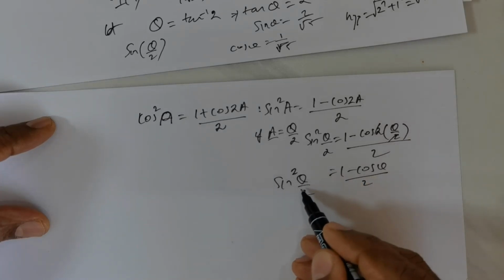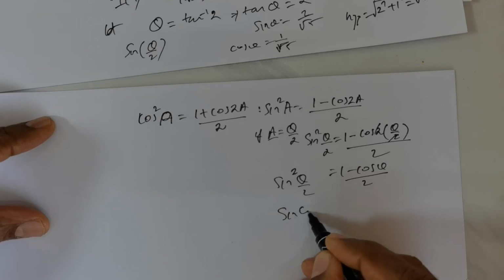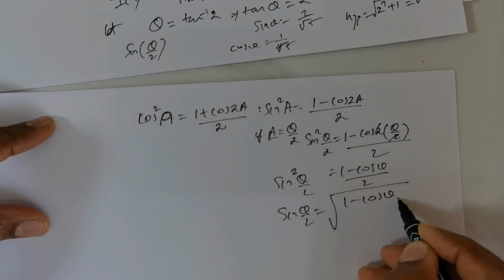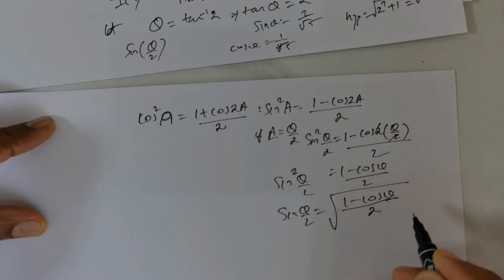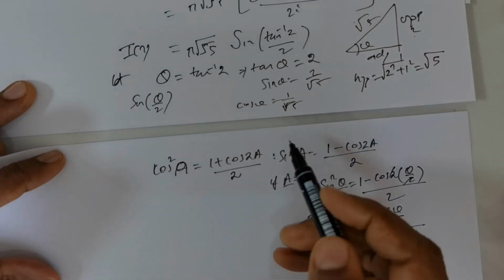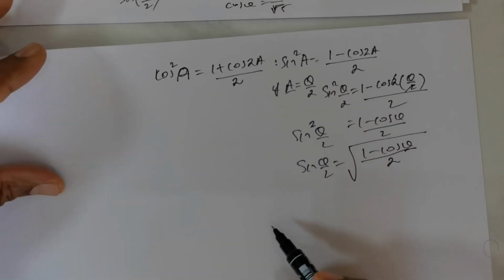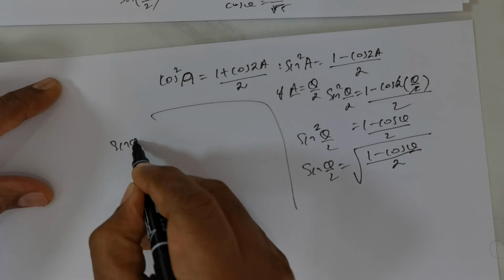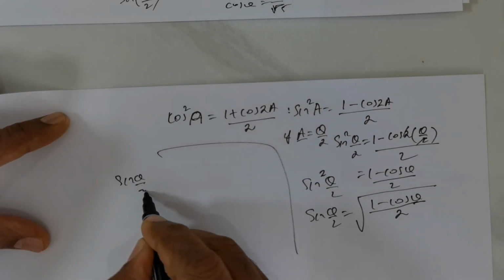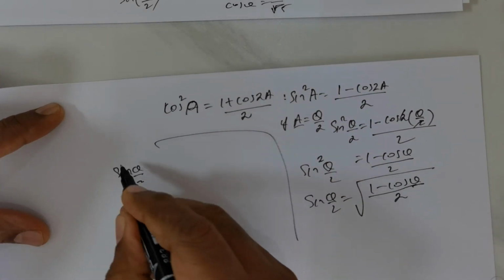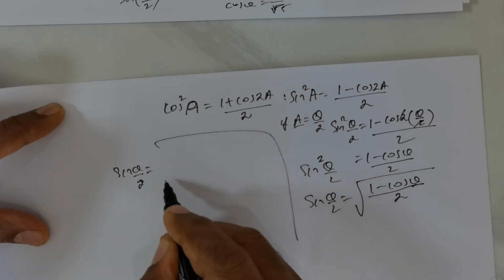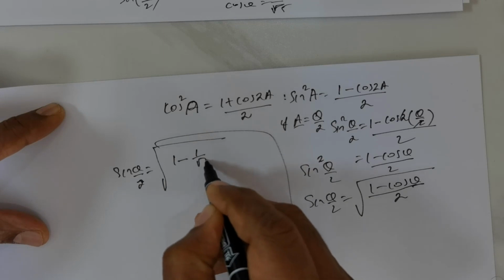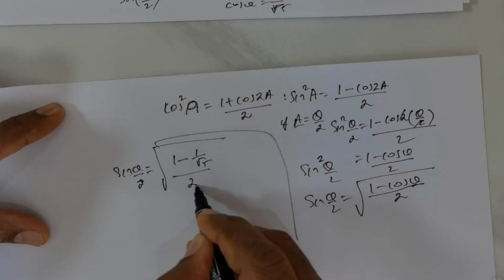Now I need to get sin theta over 2. So that would mean I have sin theta over 2 equal to root of (1 − cos theta) over 2. Now cos theta I have found out. Cos theta is 1 over root 5. Substitute that value. So therefore I don't have to directly utilize the value of sin theta. I need to come to this point. Sin of theta over 2 is equal to root of (1 − cos theta), where cos theta is 1 over root 5, substitute that, divided by 2.